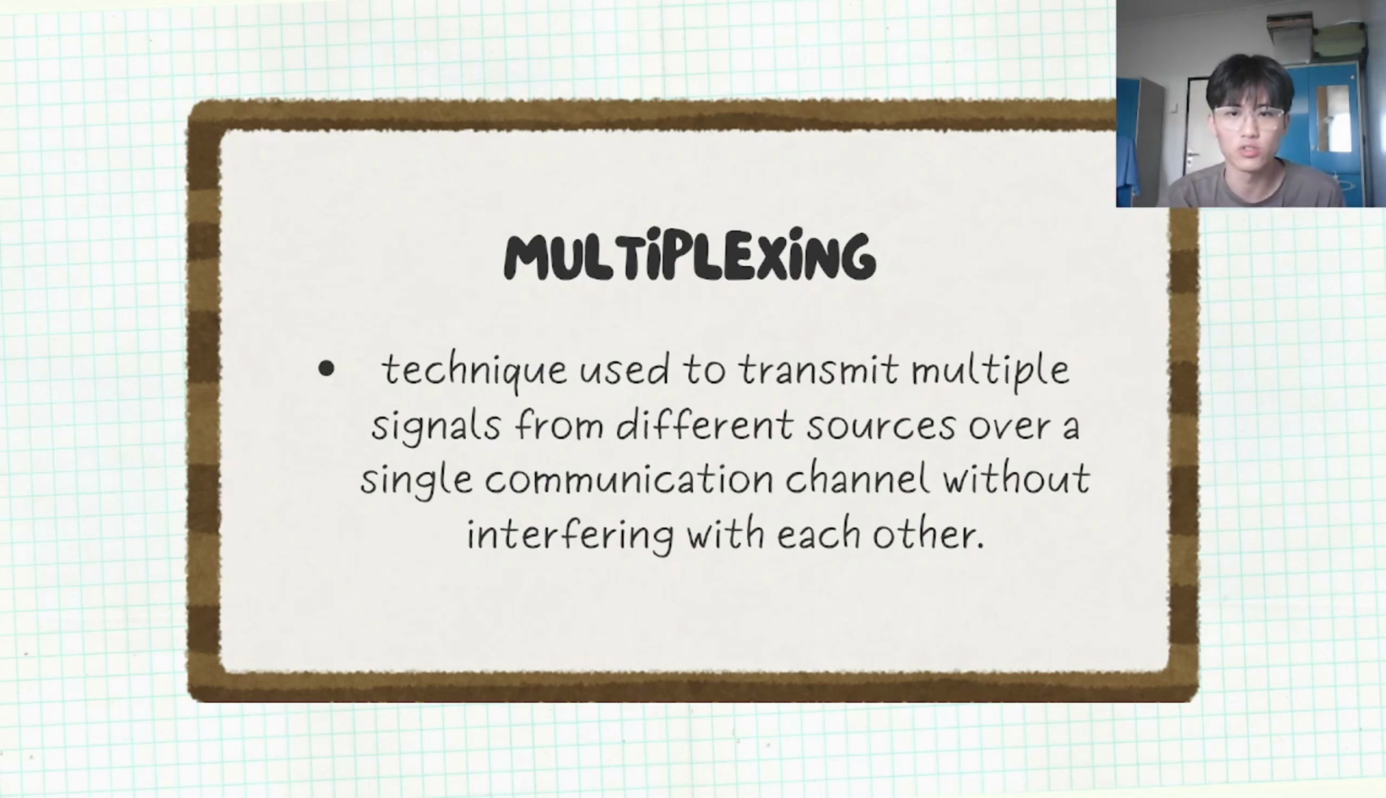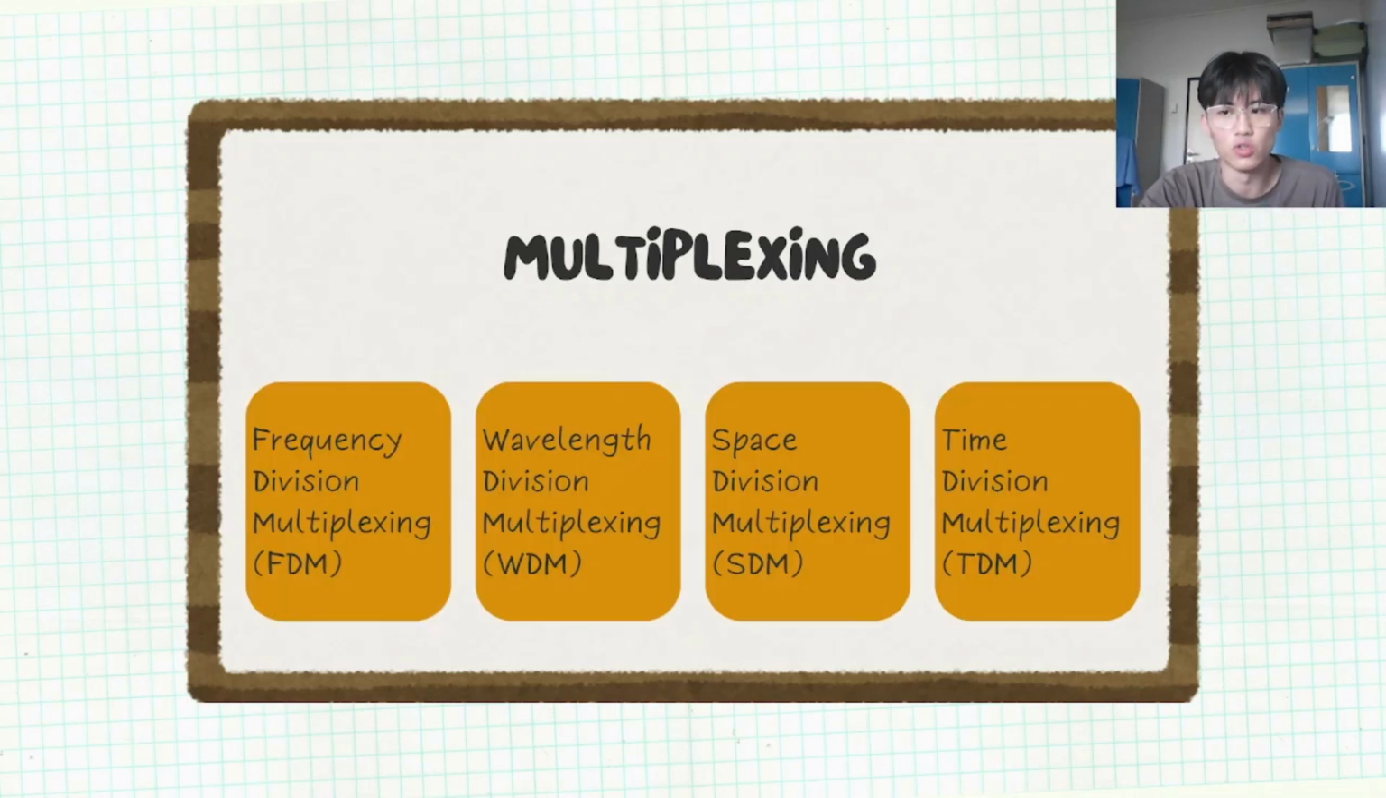Multiplexing is a technique used to transmit multiple signals from different sources over a single communication channel without interfering with each other. Multiplexing can be divided into frequency division, wavelength division, space division, and time division multiplexing. I will be focusing on frequency division multiplexing, while my teammates will explain the rest.